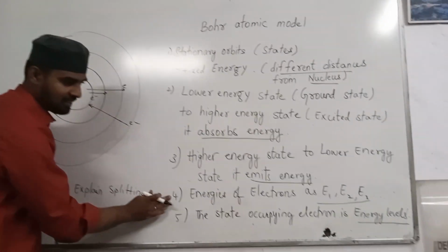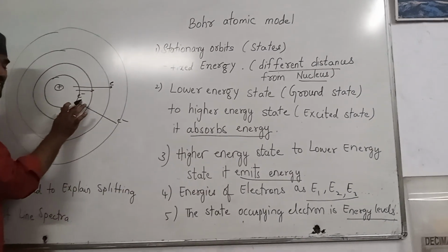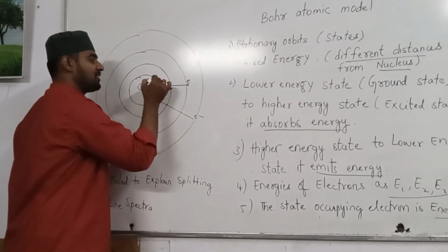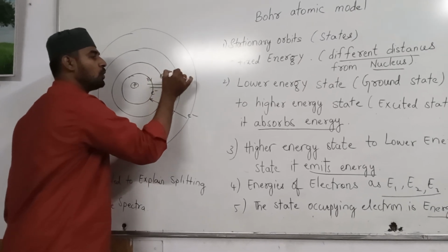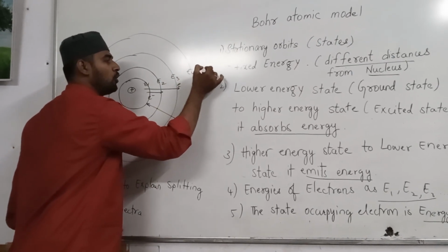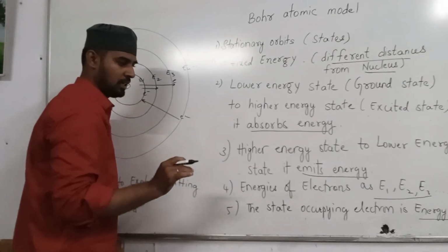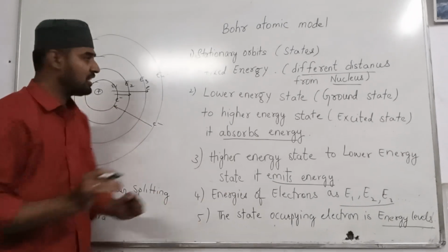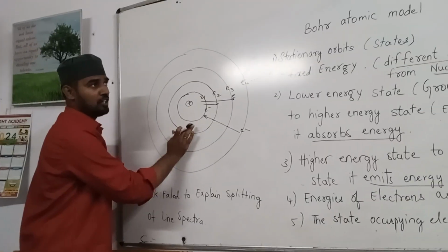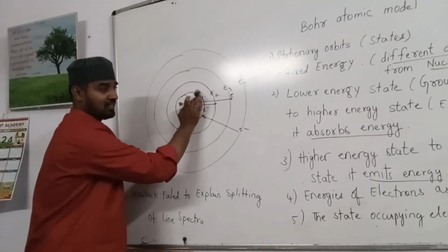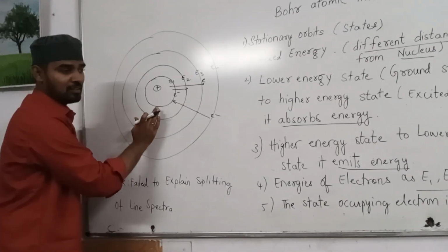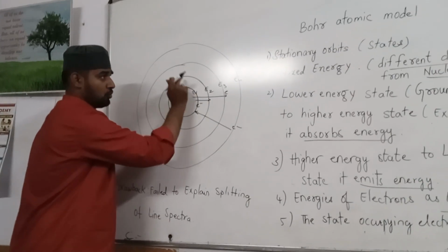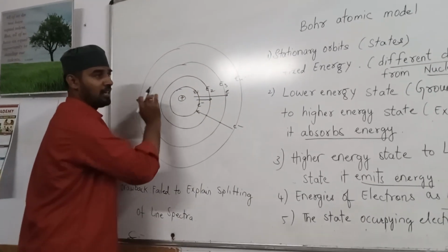Now coming to the fourth postulate. The energies of the electrons inside the orbits are given as E1, E2, E3, E4, and so on up to En. Now, coming to the fifth postulate, the states occupied by electrons are the energy levels. Another term given to the stationary orbits occupied by the energies of electrons is energy levels: energy level 1, energy level 2, energy level 3, energy level 4, and so on.